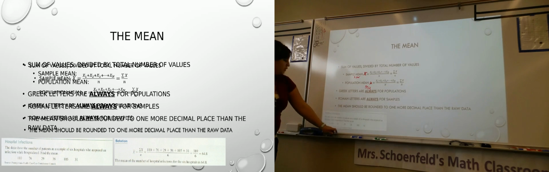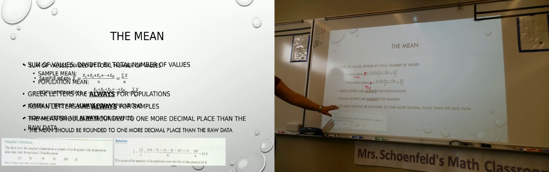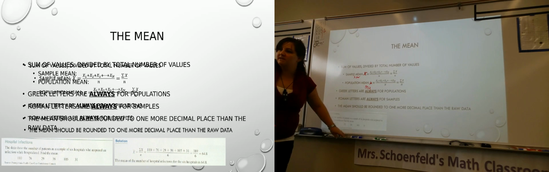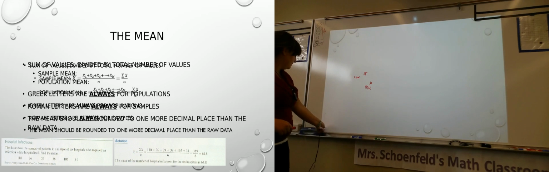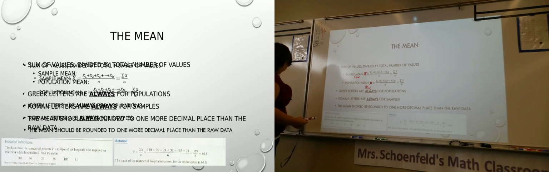Okay, so the data shows the number of patients in a sample of 6 hospitals who acquired the infection while hospitalized. Find the mean. So we're going to add all these up, and then we're going to divide by 6 because there's 6 things, and I think I actually put it on there so that we didn't have to find calculators during it.